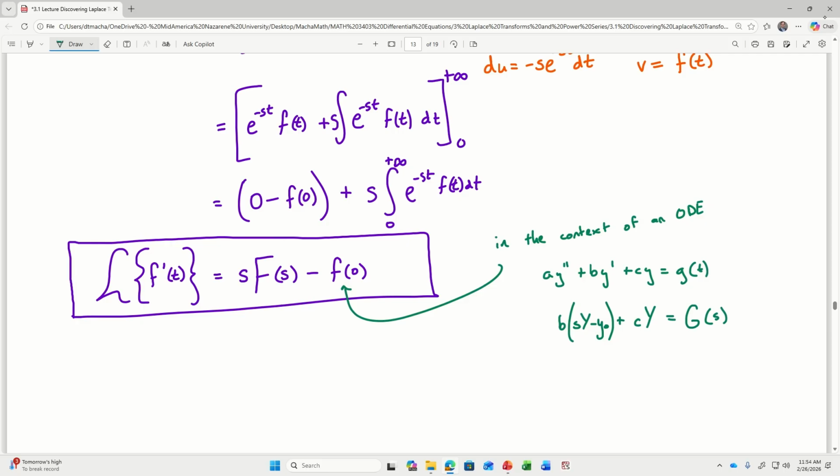Because this is the function, lowercase y, evaluated at time t equal to 0. So that'll be my initial value. And then we're about to figure out what happens with this term. We need to figure out the Laplace transform of the second derivative. That'll be important too. But this is just the context of how important this Laplace transform is. Well, this is how we get rid of the derivatives out of our ODE. We make this into just an algebraic equation where we can solve for capital Y and then do the inverse Laplace transform.